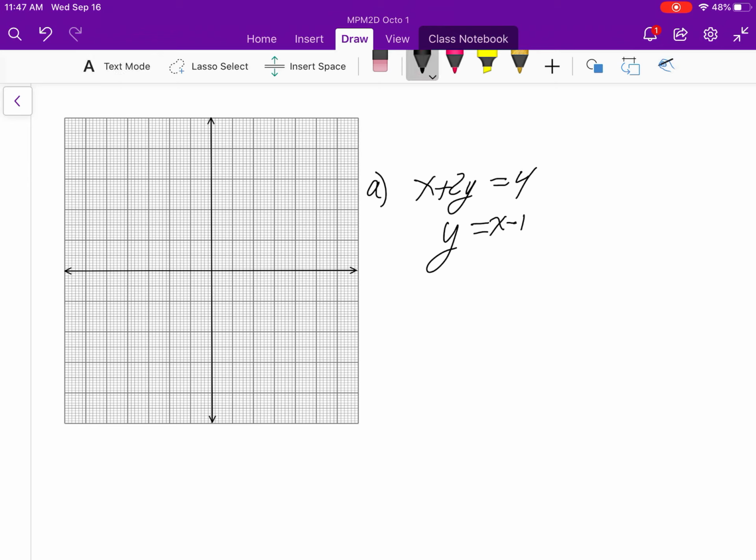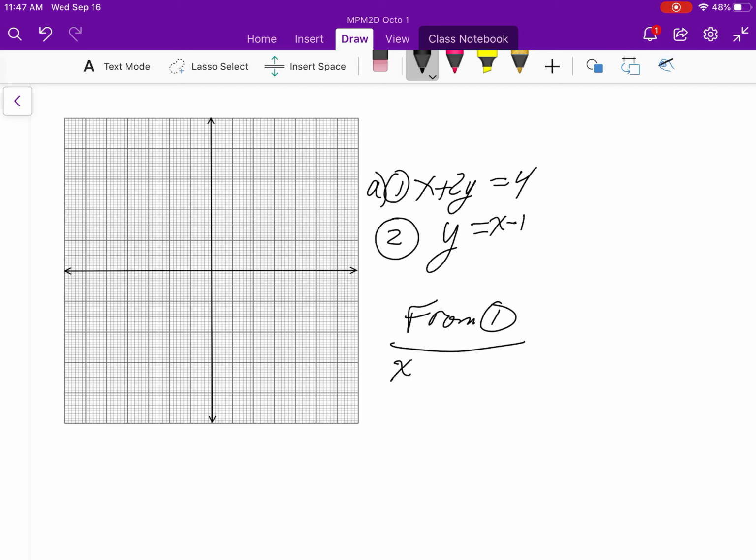The first thing I want you to do is label each equation with equation 1 and equation 2. The circle around the equations in math means equation. Then from equation 1, we're going to decide which method we're going to use in order to graph. This one's set up pretty much for the intercept method.